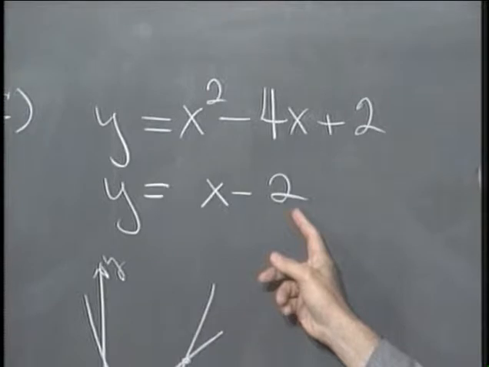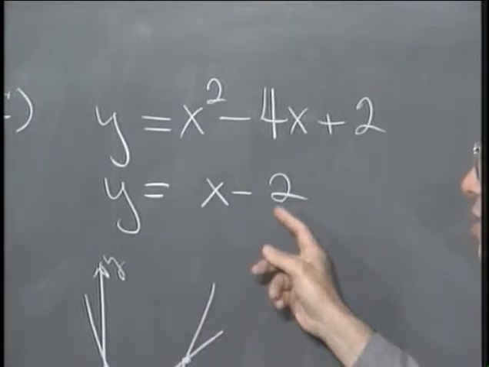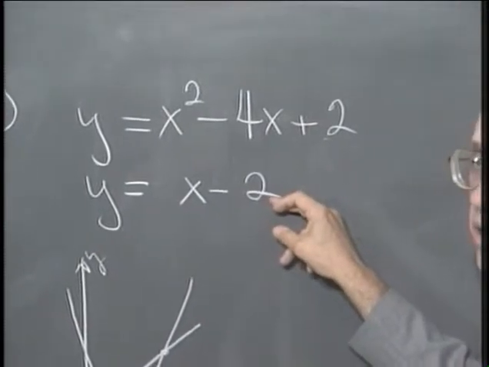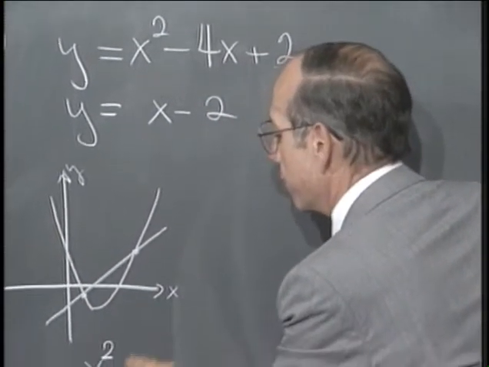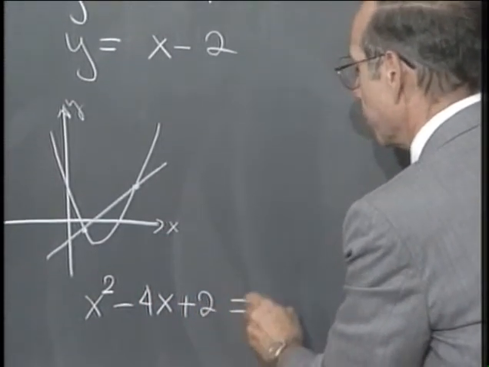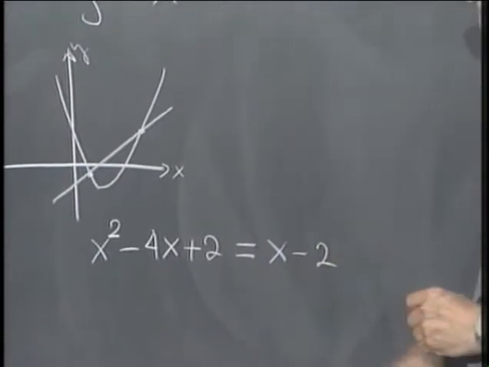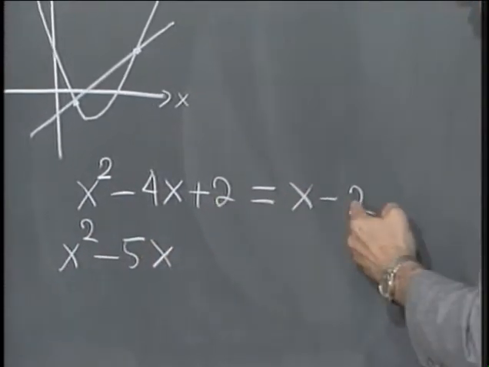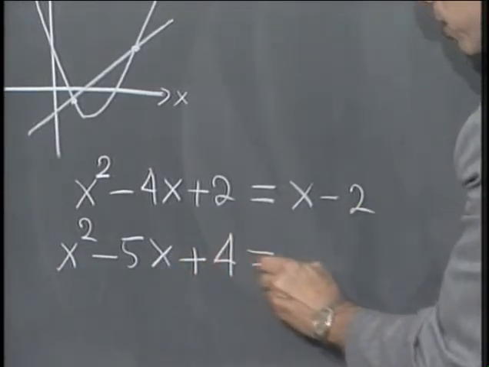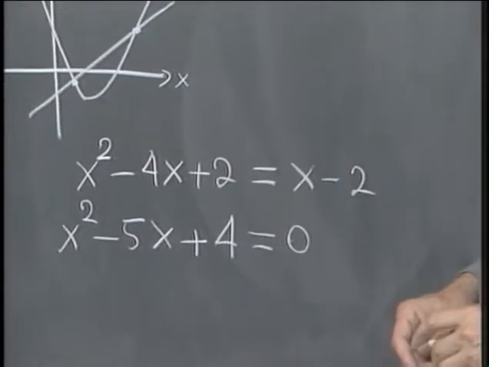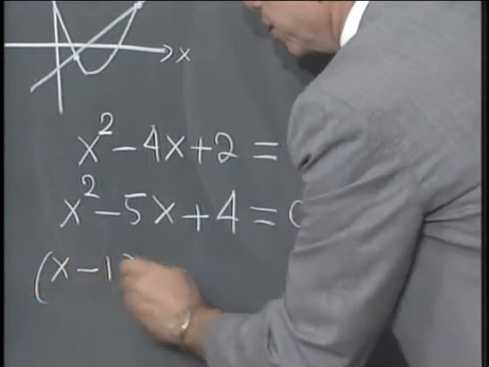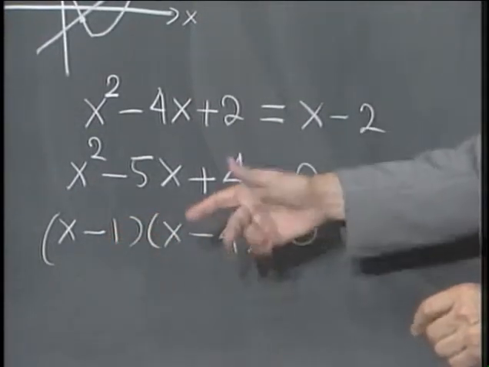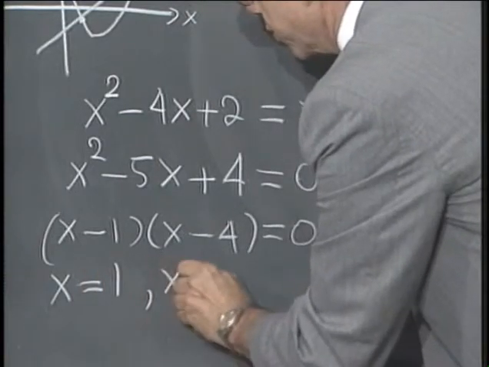To solve simultaneously, we say that things equal to the same thing are equal to each other. In other words, y is equal to this, y is also equal to this. Therefore, these two right-hand sides have to equal one another. Let's set them equal, and we have x squared minus 4x plus 2 is equal to x minus 2. Bringing everything over to the left-hand side, this gives us x squared minus 4x minus x is minus 5x, plus 2 minus a minus 2, that's plus 2 is 4, and we have x squared minus 5x plus 4 equals 0. That factors: x minus 1 times x minus 4 equals 0, and we get that the two values of x where the curves intersect are x equal 1 and x equal 4.